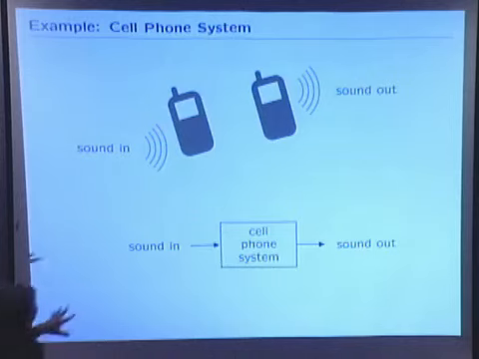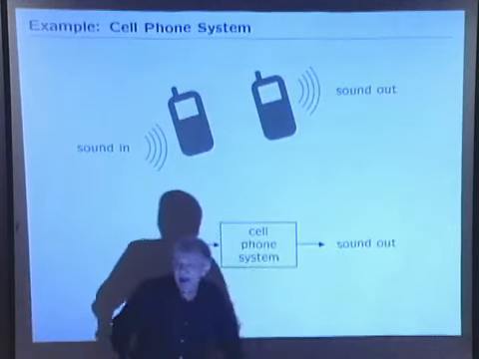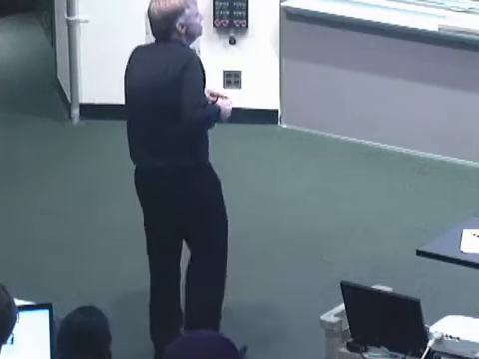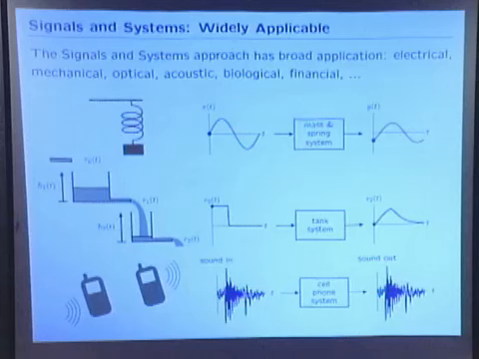So here, the important thing of the cell phone system was the sound in and the sound out. And the idea was to represent the cell phone system by the transformation between how the sound comes in and how the sound comes out. OK, so we do this for an enormous number of reasons. One is that it's widely applicable. You can do this kind of characterization for electrical systems, mechanical systems, optical systems, acoustic systems, biological systems, financial systems, all over the place. That means that this kind of approach is very powerful because it's so widely applicable.